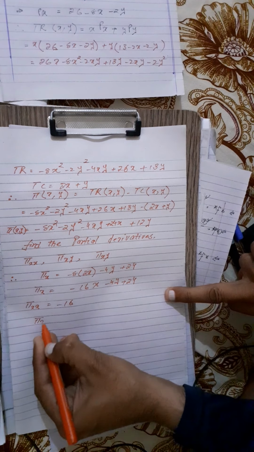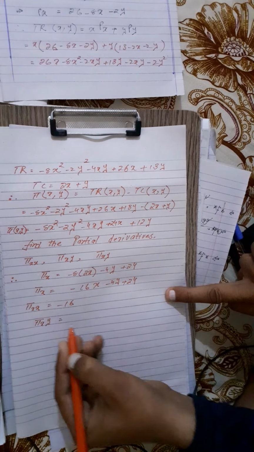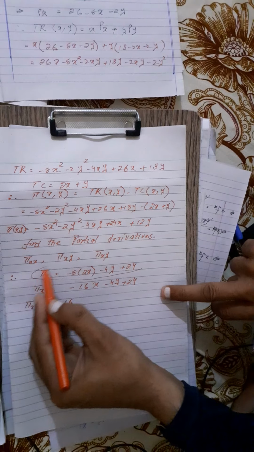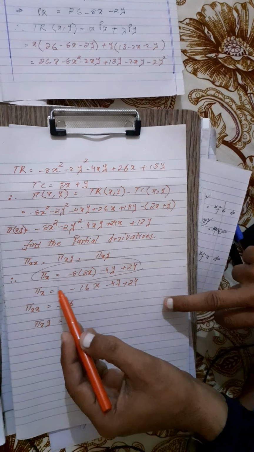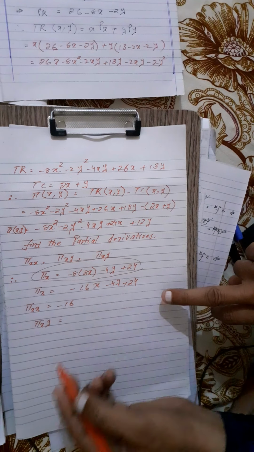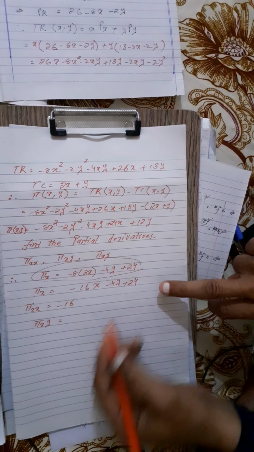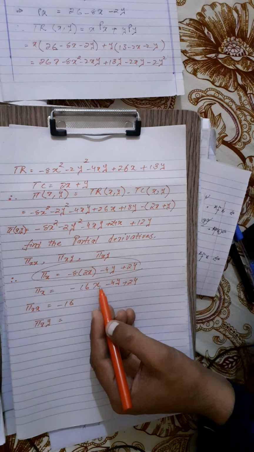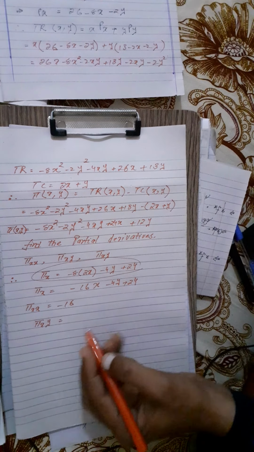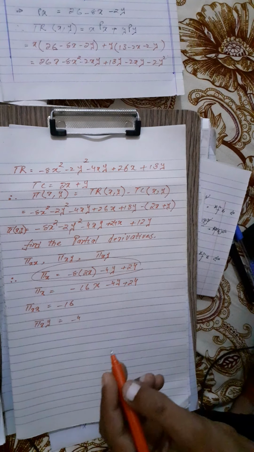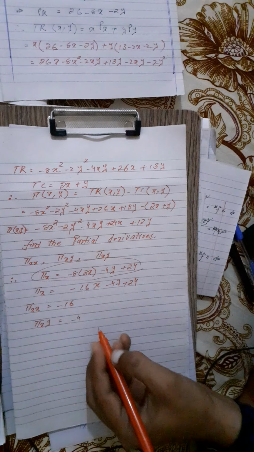Now for the second order derivative, we will partially differentiate this derivative with respect to x now with respect to y. So minus 16x is 0 because it is constant. Minus 4y will become minus 4. So this is the derivative xy.